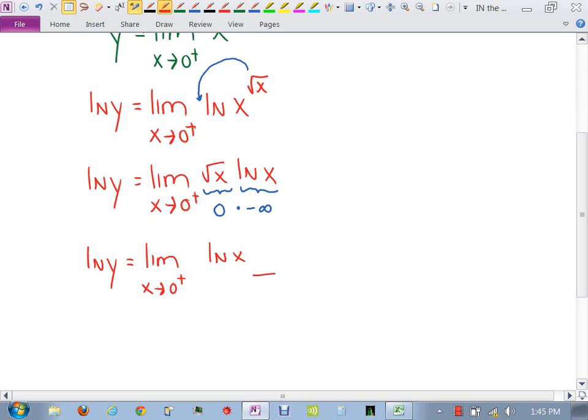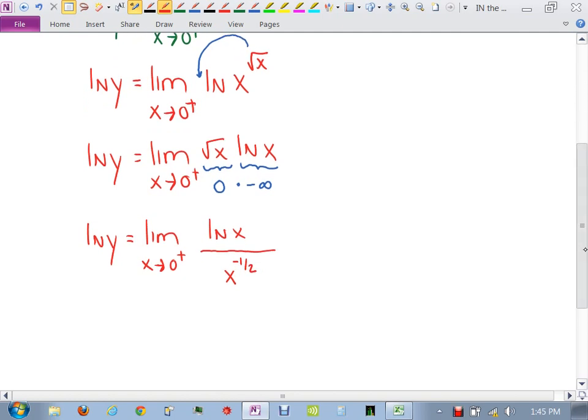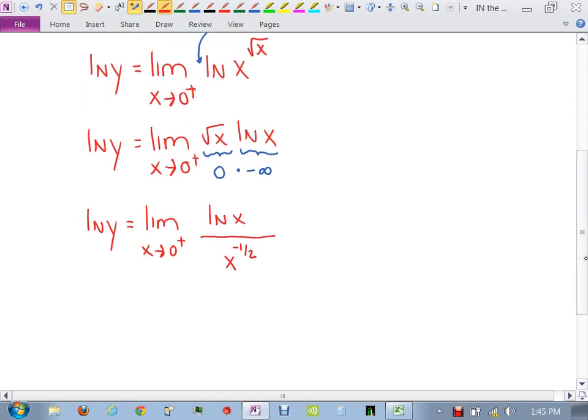Square root of x, yeah? Is that the same as dropping it down? Yes, because square root of x is x to the 1/2, and then if I drop it down, it becomes x to the negative 1/2. No questions? I don't have to check, but this one does go to a form of infinity over infinity. That's what's happening here. So I'm ready for L'Hopital.